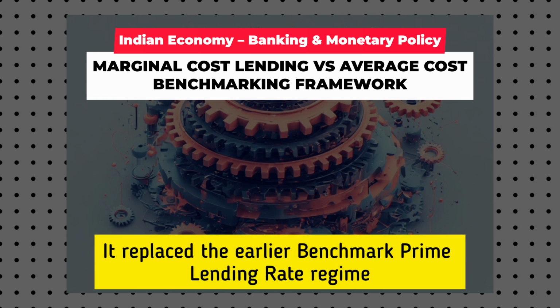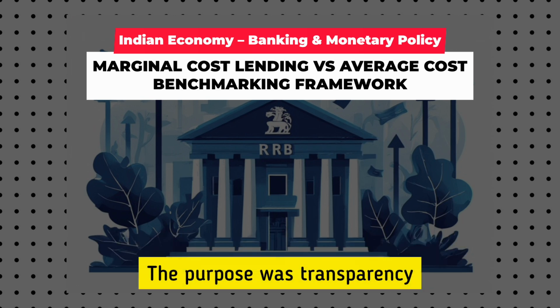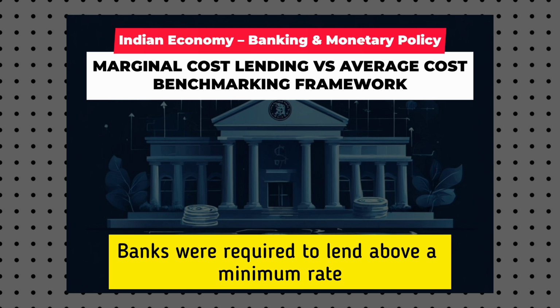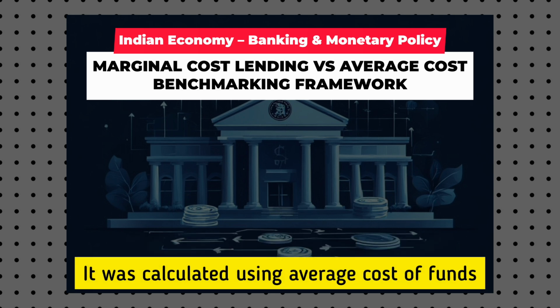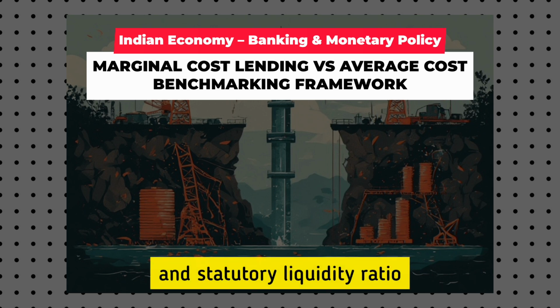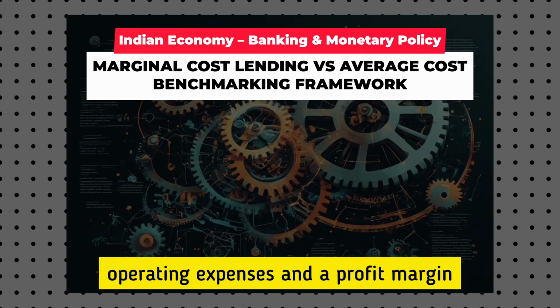It replaced the earlier benchmark prime lending rate regime. The purpose was transparency. Banks were required to lend above a minimum rate. That minimum was the base rate. It was calculated using average cost of funds, negative carry on statutory reserves like CRR and SLR, that is the cash reserve ratio and statutory liquidity ratio, operating expenses, and a profit margin.